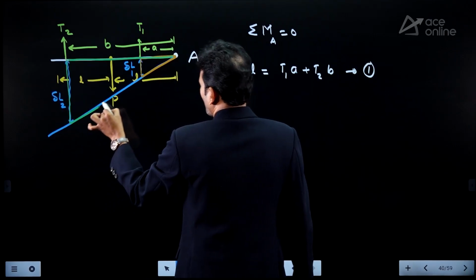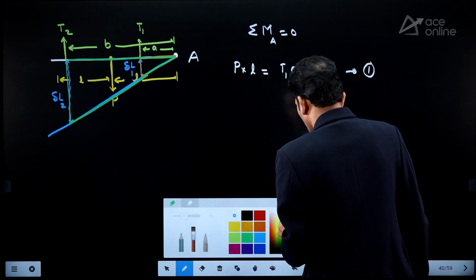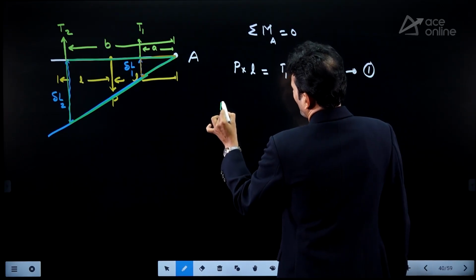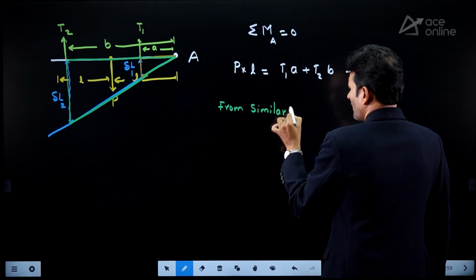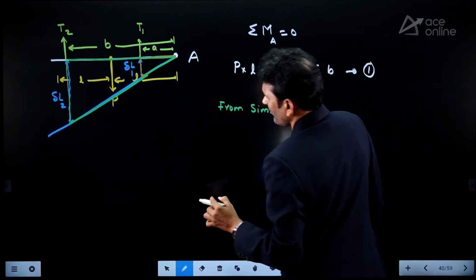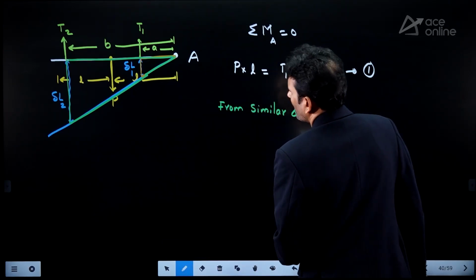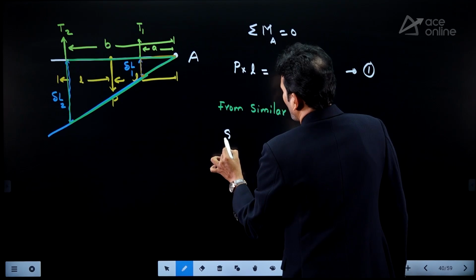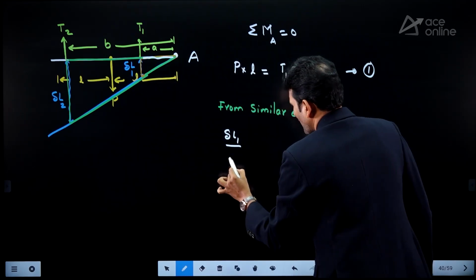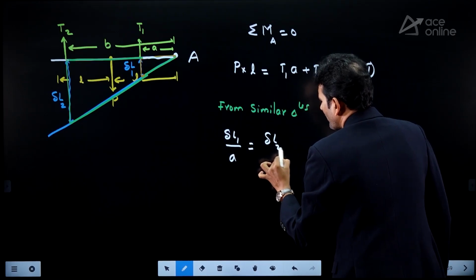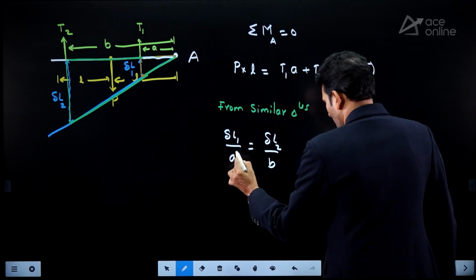These two similar triangles concept I am using. From similar triangles, what is our observation? Let us take del L1 divided by A equal to del L2 divided by B. That is our observation clearly.